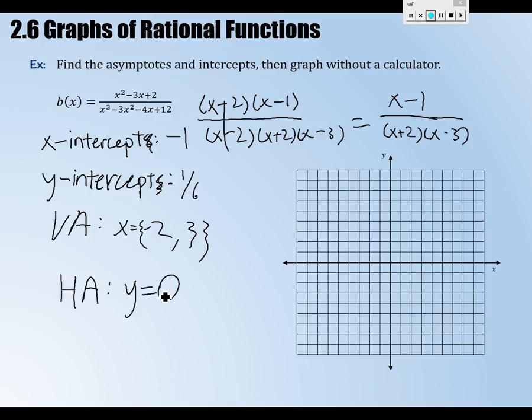Write down the hole too. If there's a hole. Yeah, you can just give the x coordinate if you want.